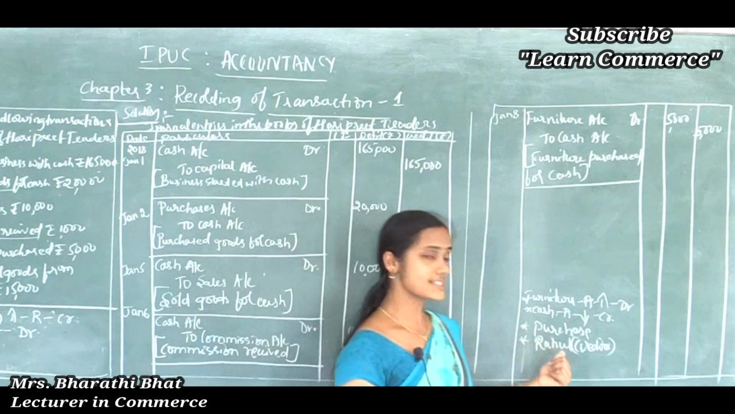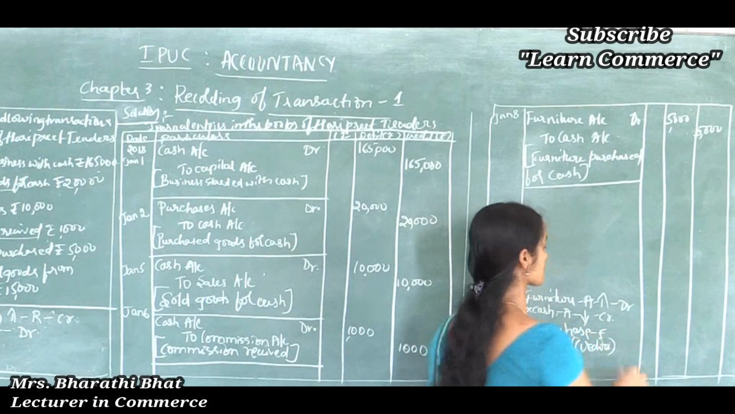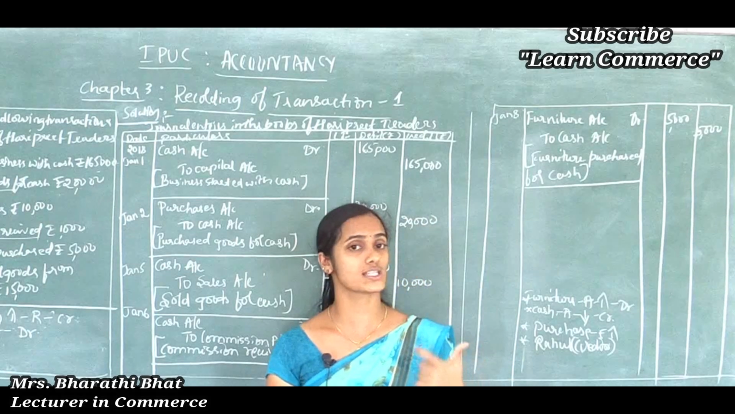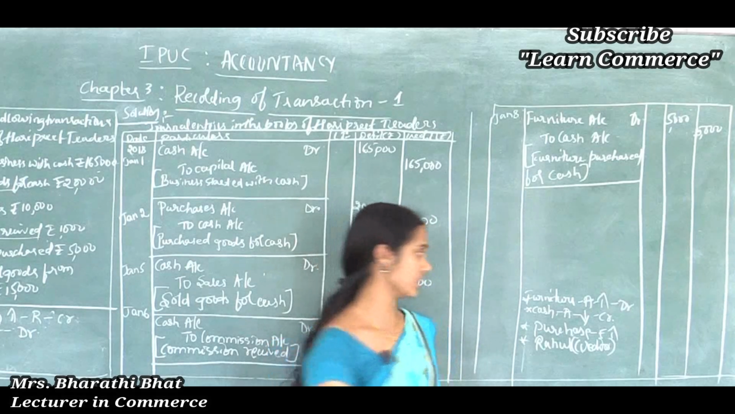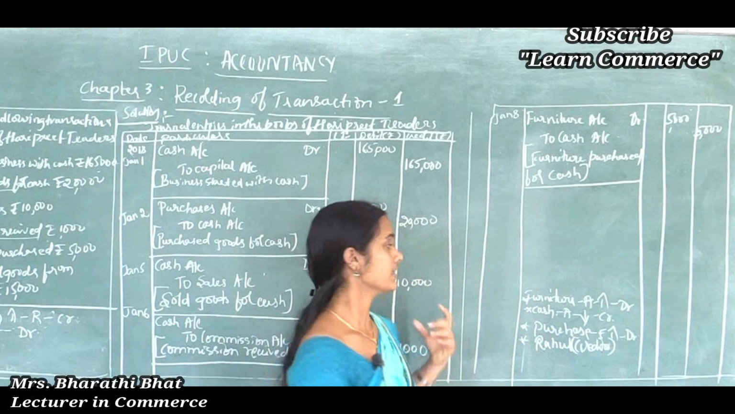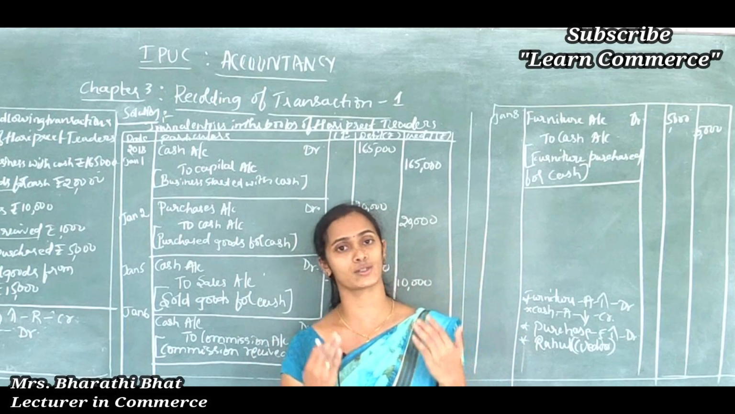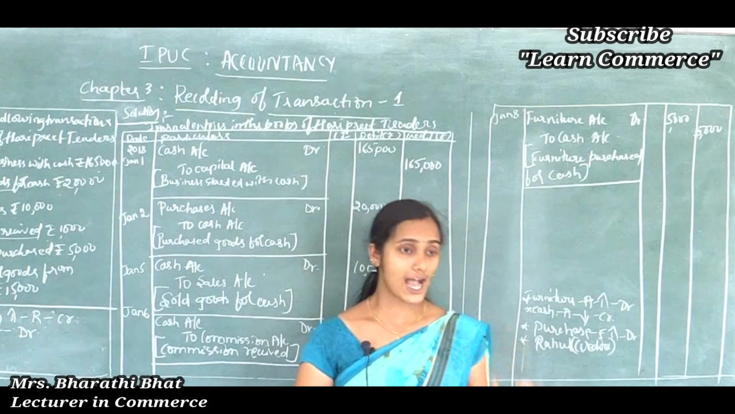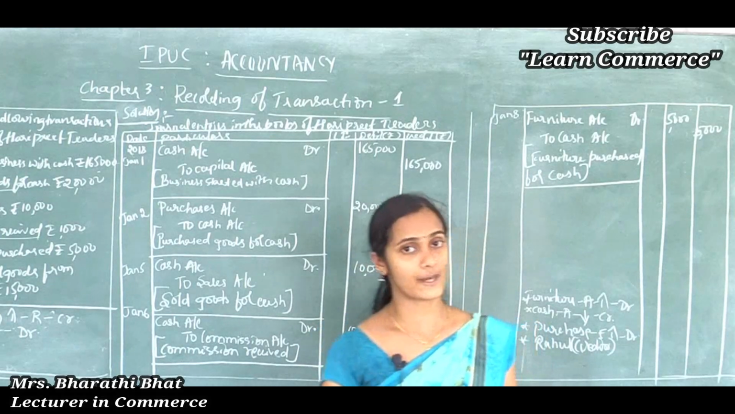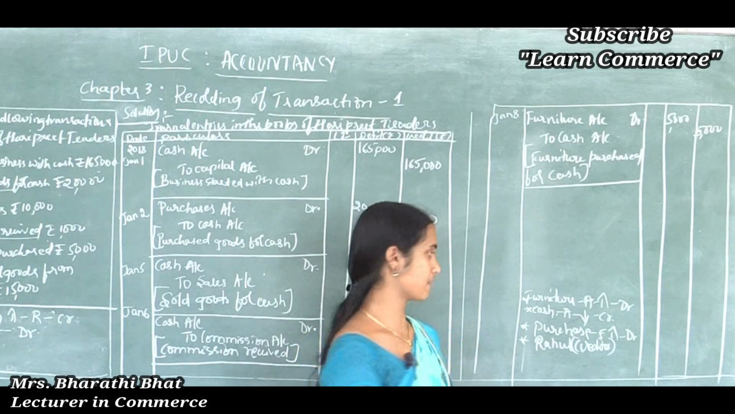So here purchase is considered as expense. Purchase is an expense. Increase in expense. What is the rule? Increase in expense is to be debited. And Rahul is considered as creditor because we purchased goods on credit basis. That's why it is considered as purchased goods on credit. It is purchased on credit basis.